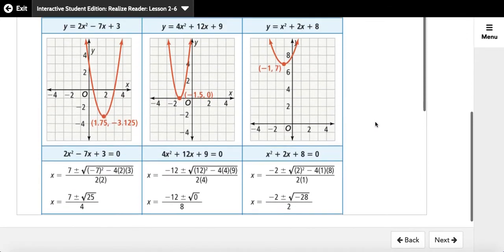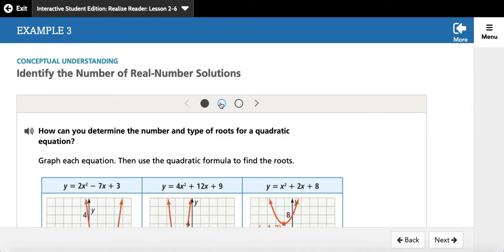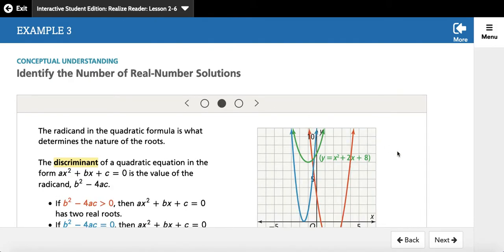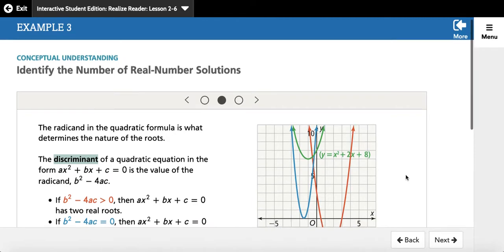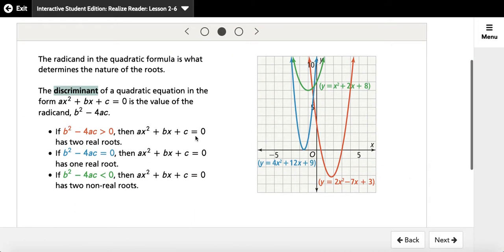All right. They mentioned it, but I didn't touch upon it, so I'm going to touch upon it here. Turns out to decide if it has two real roots, one real root, or only imaginary roots, you only have to look at the discriminant. The discriminant of the quadratic equation is the part that's underneath the square root, the b squared minus 4ac.